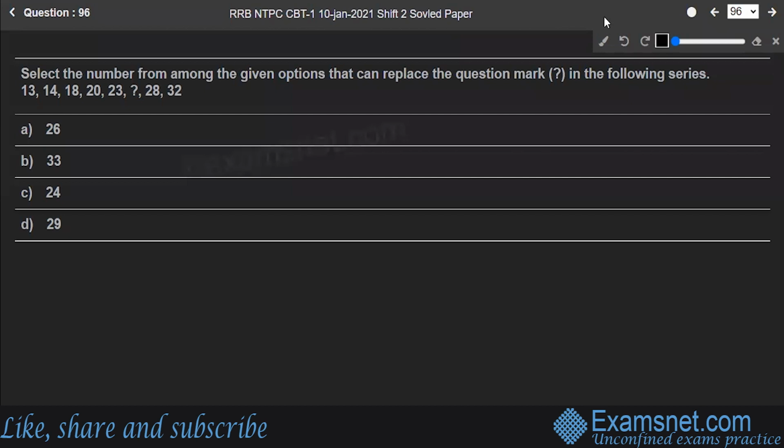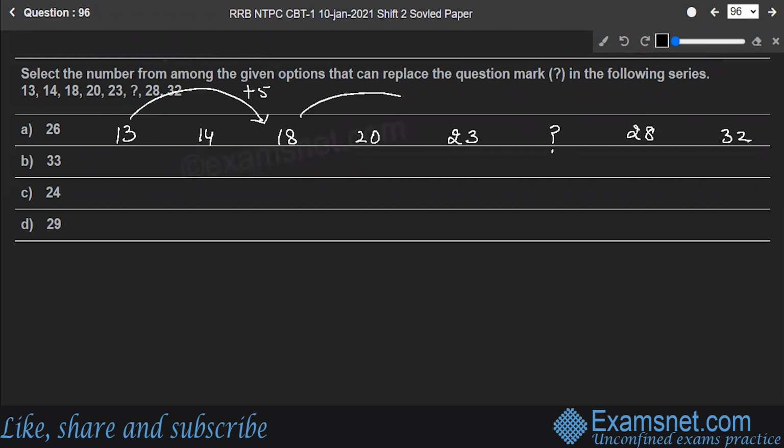Question number 96, select the number from the given options which will replace the question mark. So you have to find out what will come at the place of the question mark. Let's write the series. 13, 14, 18, 20, 23, 28, and 32.